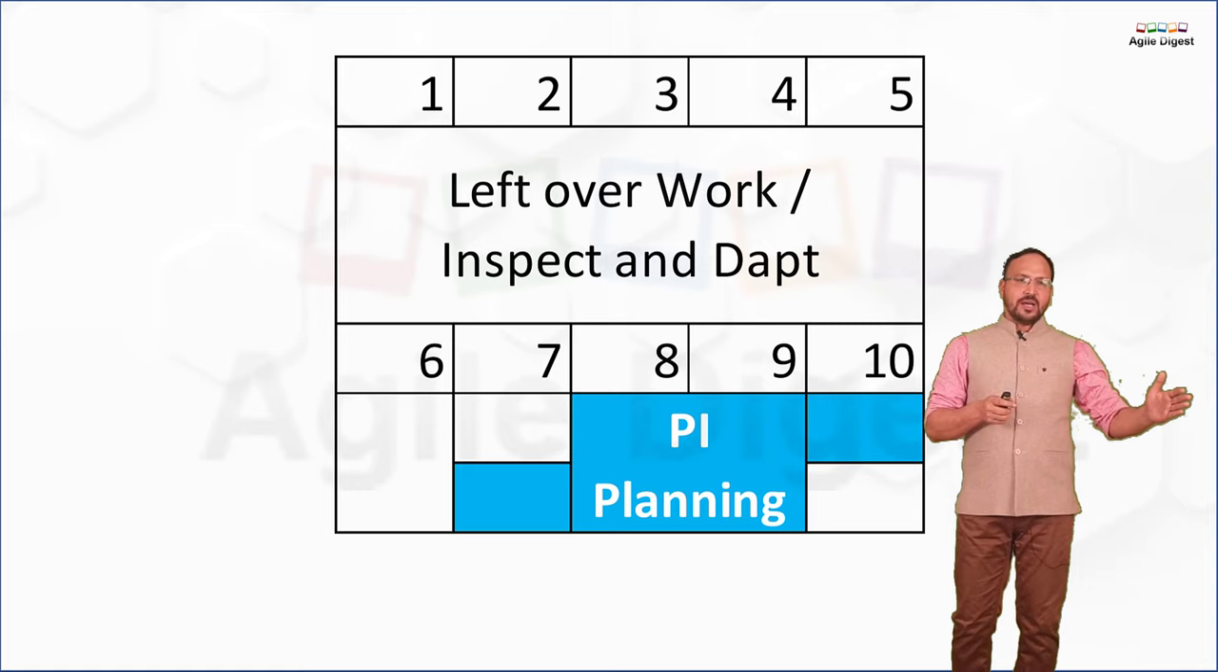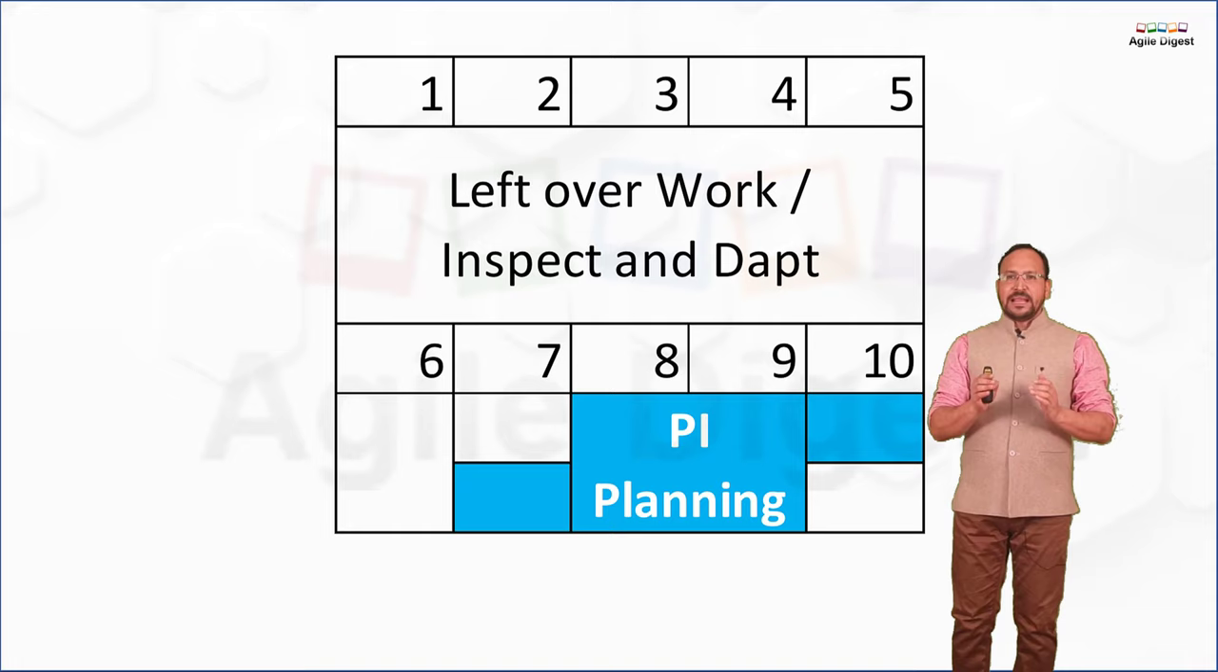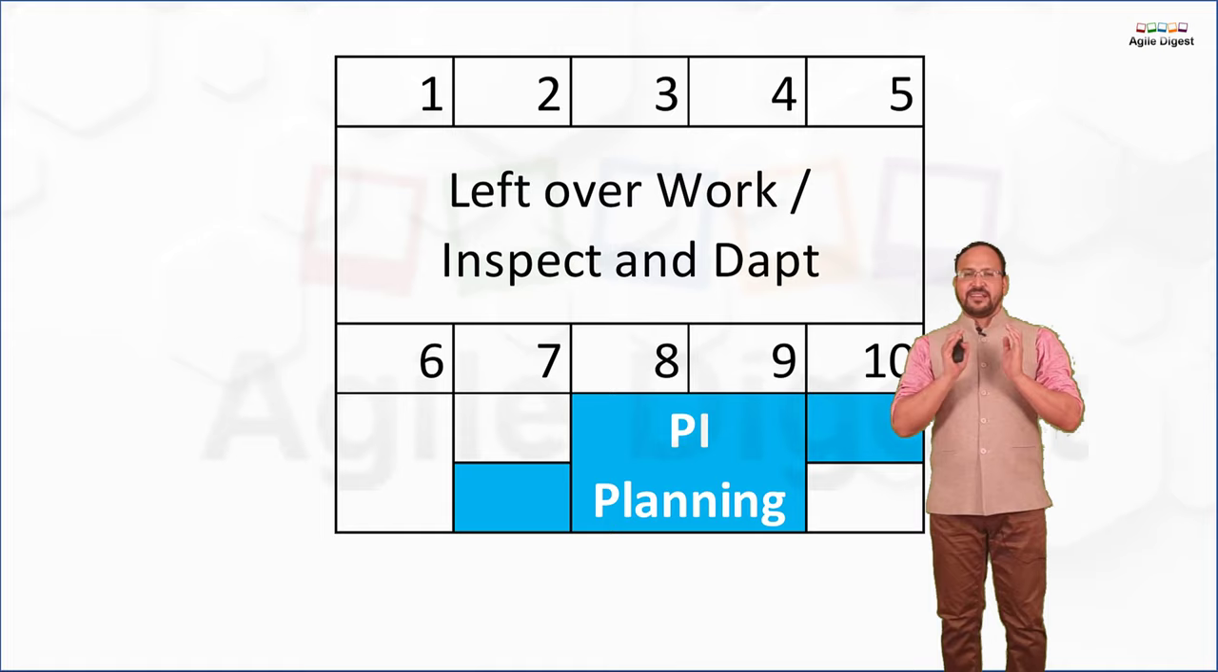So the PI planning that we do on the 8th and 9th day of your IP iteration is to plan what we'll be working on in our upcoming PI. So if you are doing the IP iteration after PI 1, in the PI planning within that IP iteration, you will be planning for PI 2. Let's try to understand that.